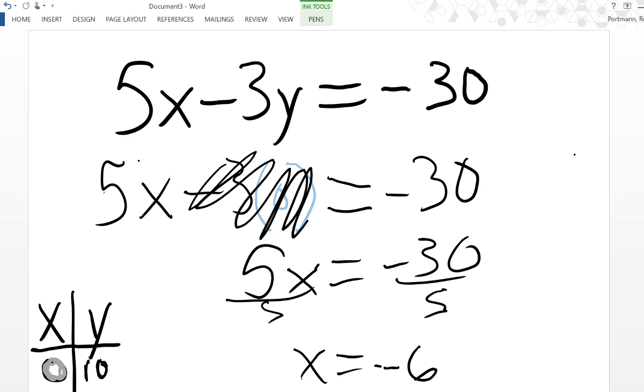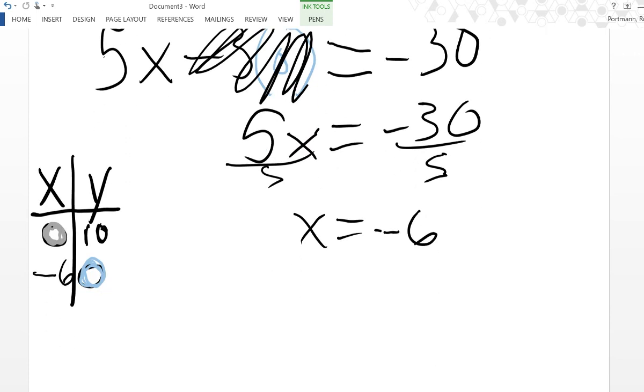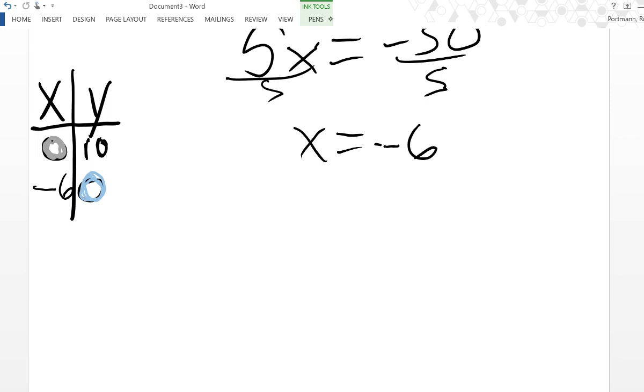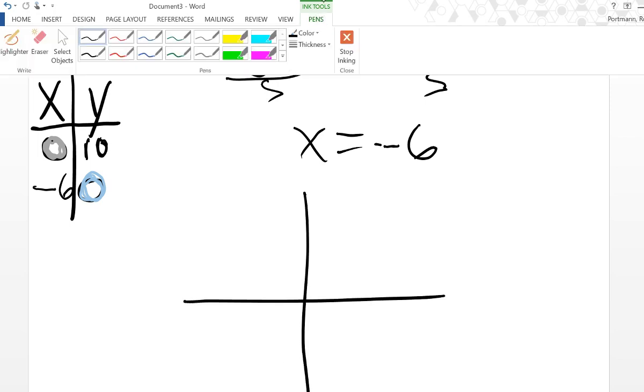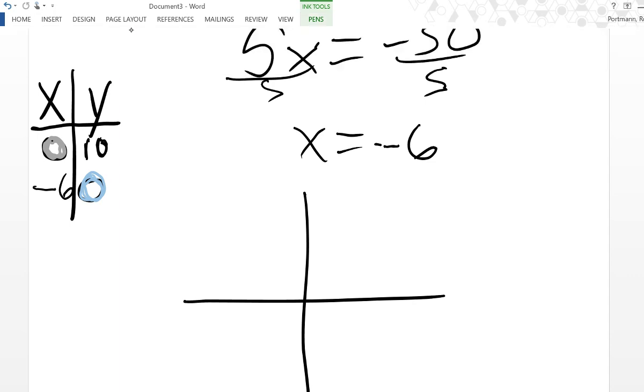All right? Now, if we're going to do our graph, we have the 2 ordered pairs that we need. We're just going to do a very quick sketch here. We're just going to see where the 2 points would be. 0, 10 is way up here. And then negative 6, 0 is about right there. And then you put a line through it. That's it. All right, enjoy.